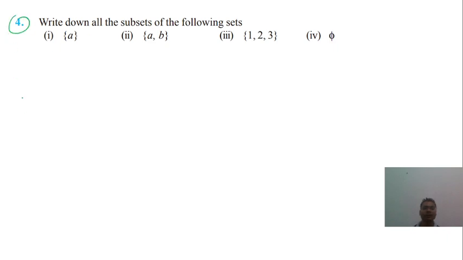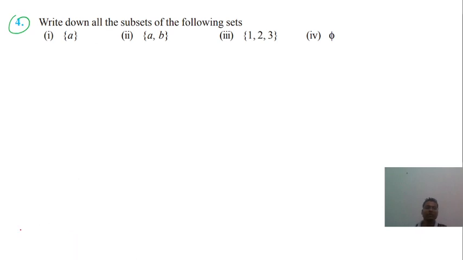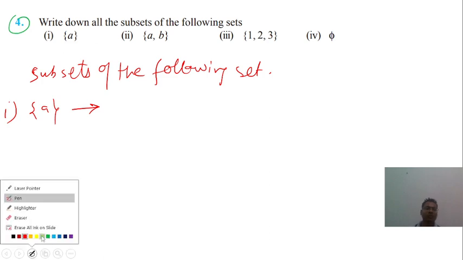Question number 4 is saying, write down all the subsets of the following set. Okay. So for the first question, they are saying A, so we will write the answer of this set A as.